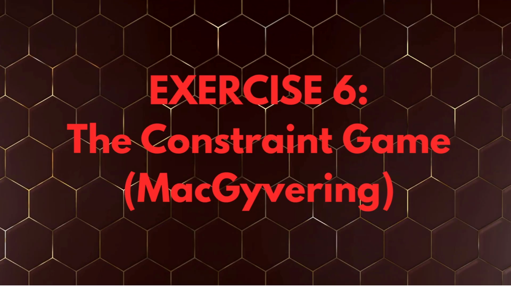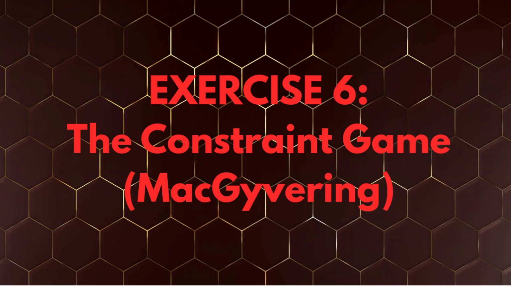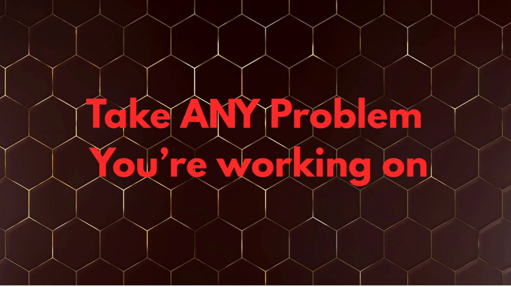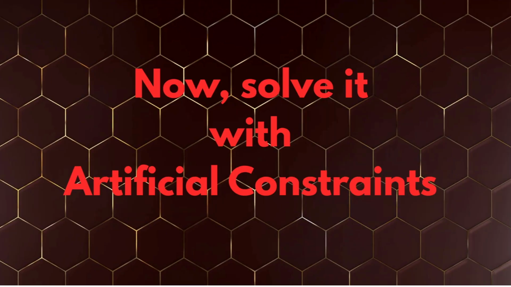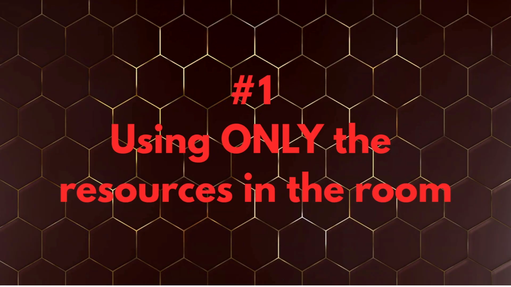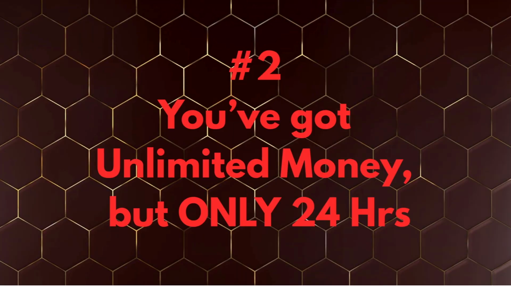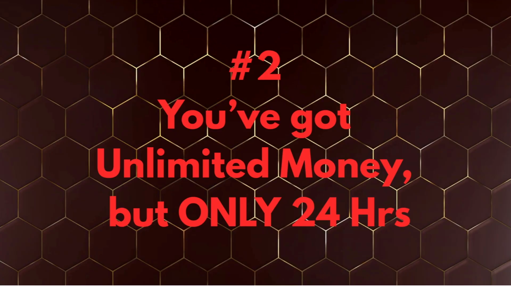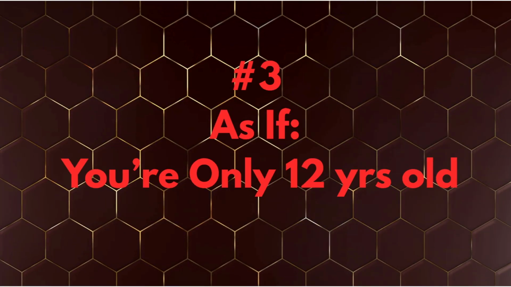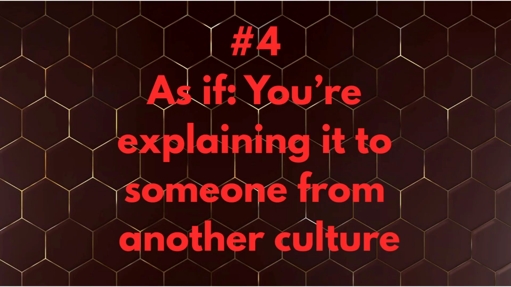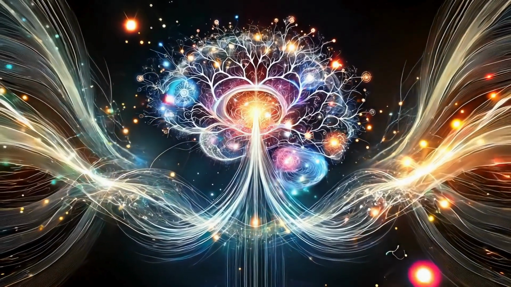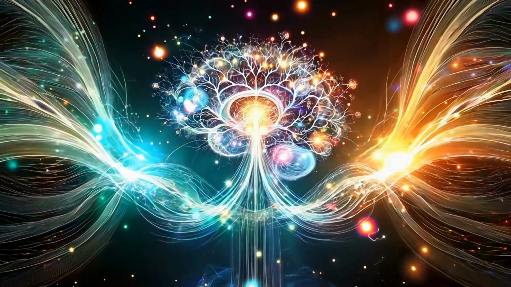Exercise 6, the constraint game, or as I like to refer to it, MacGyvering. We'll take any problem that you're currently working on and try to solve it with artificial constraints. First, solve it with only resources you have in the room. Second, solve it as if you had unlimited money but only 24 hours. Third, solve it as if you were 12 years old. And fourth, solve it as if you were explaining it to someone from another culture. Each constraint forces your brain into different solution pathways.